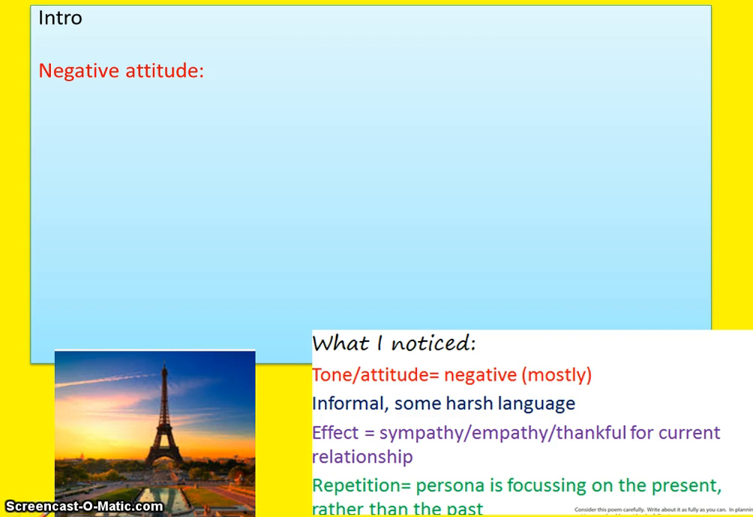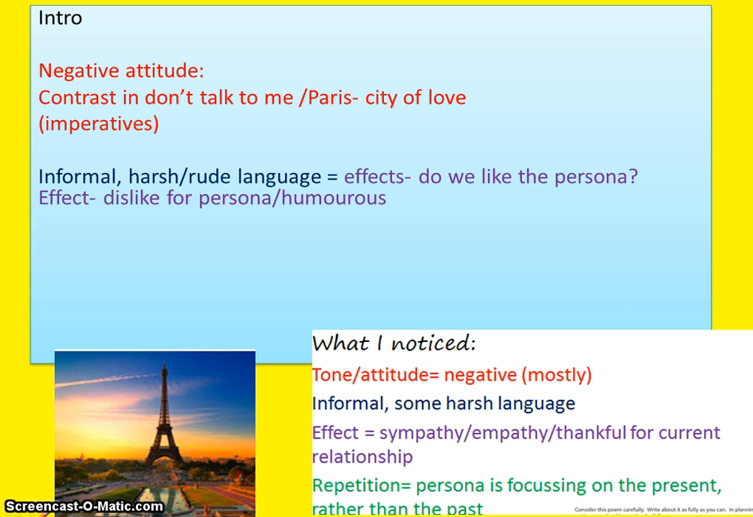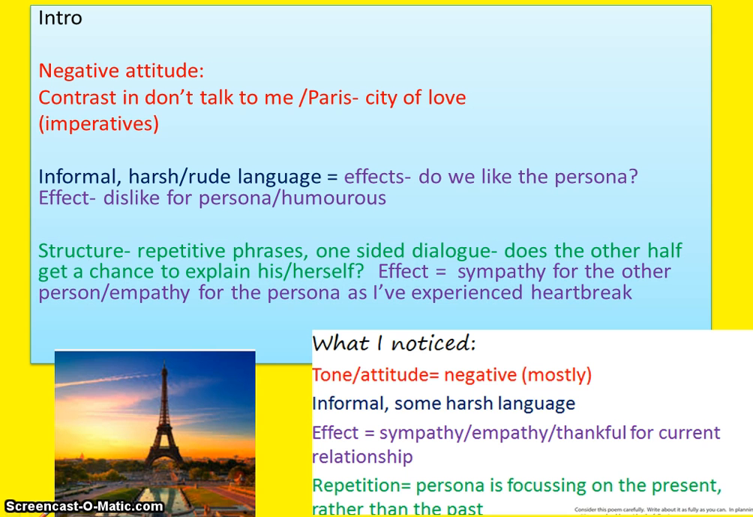So I've decided that I'm going to have an introduction, then I'm going to focus on the negative attitude, such as in "don't talk to me," which contrasts with Paris, which is supposed to be the city of love. There's lots of imperatives, such as "don't." I'm also going to talk about the informal and harsh, rude language and think about what the effects are. Do we like the persona, or perhaps we dislike the persona, but we also find it a bit funny? And then also talking about the structure, the repetitive phrases, the one-sided dialogue.